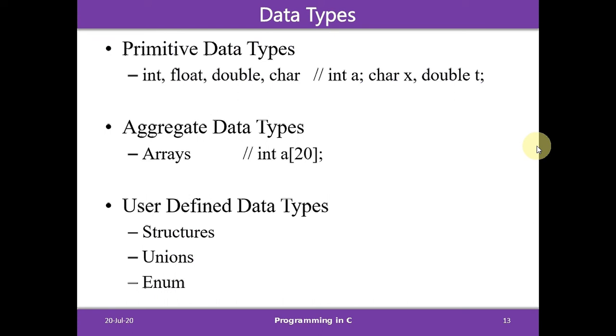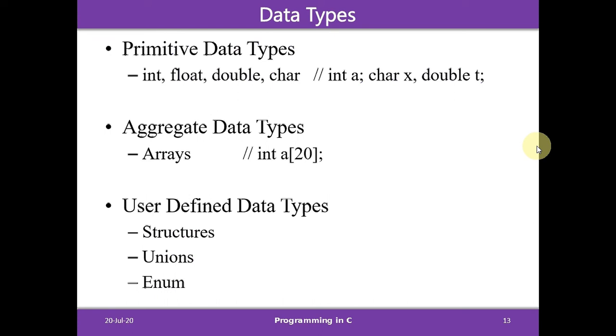So all these are different types of variables, and primitive data types and aggregate data types can be collectively enclosed within a single object using the structure. So structures are like that, and the size of the structure is mainly dependent on all the variables it includes.